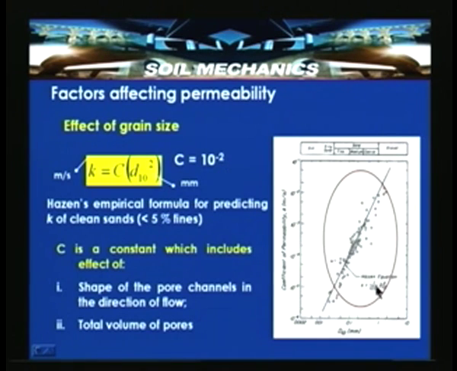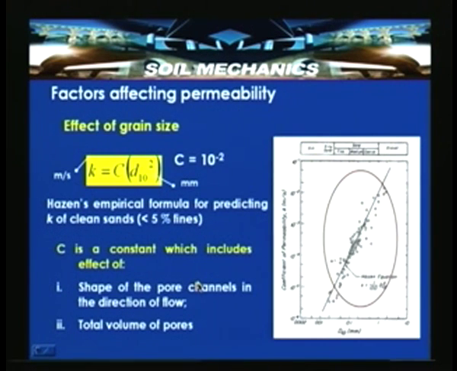where C is equal to 10 to the power of minus 2. Then we can determine the coefficient of permeability in meter per second if we use C is equal to 10 to the power of minus 2 and D10 in mm. This equation indicates that the larger the effective particle size, the larger the coefficient of permeability, and this relation is valid for clean sands or sands with silts of less than 5% fines. C is a constant which includes the effect of the shape of the pore channels in the direction of the flow and the total volume of the pores.